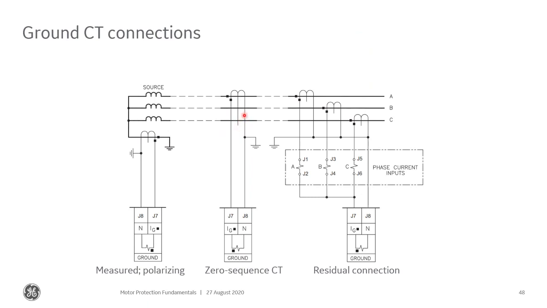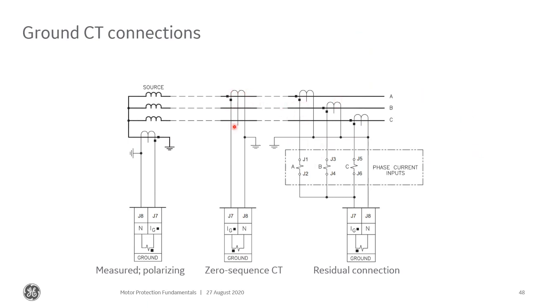This gives you a very sensitive method of measurement. Since it's one CT, you're not worried about different CTs having different performance characteristics, and so this can be set to be very sensitive. And then the residual connection, and actually what this is doing, it's not measuring the residual. In this example, the relay is calculating the residual from A, B, and C phase currents. If you sum these together vectorially, you'll get your neutral current, and you can use that for your phase to ground current protection.